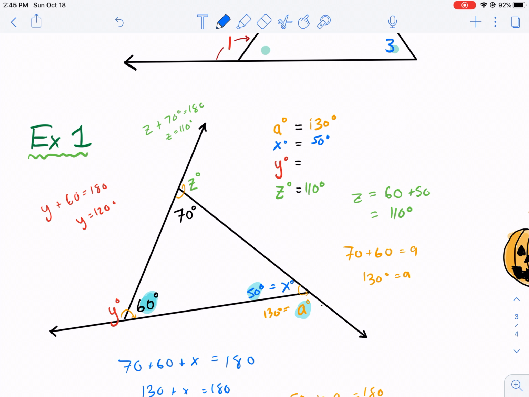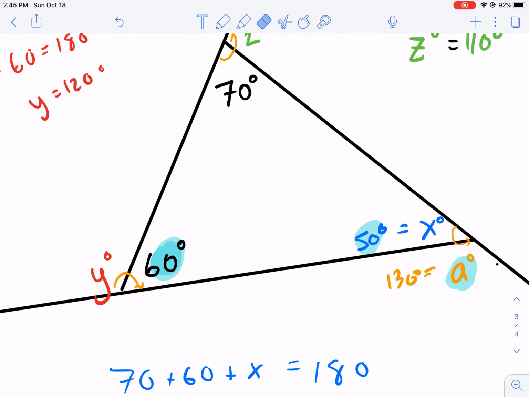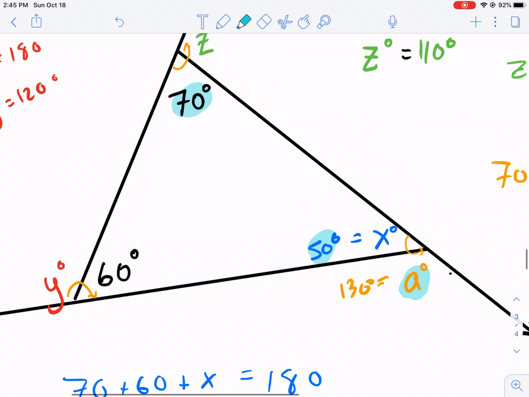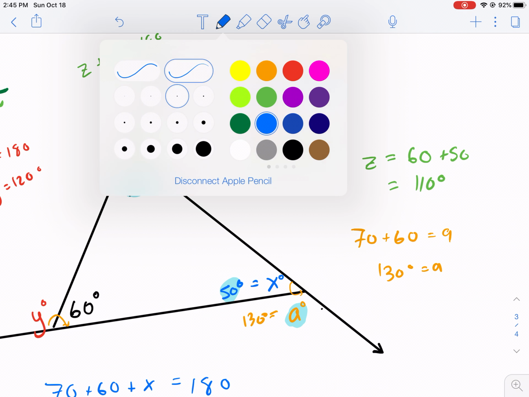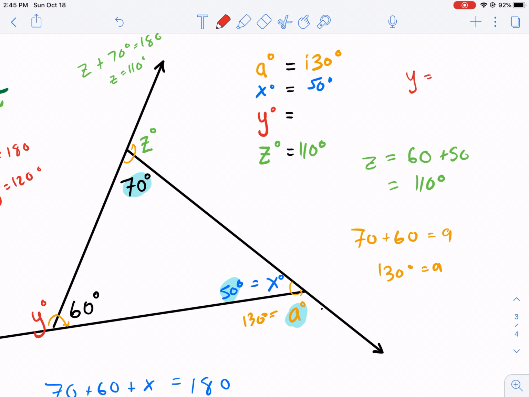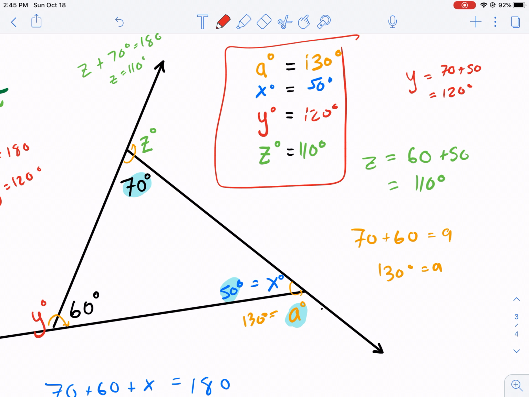Now, the last one we're going to do is y. Again, the exterior angle changes, so now our remote interior angles change. Now we have the remote interior angles of 50 and 70, so we add those two to find y. So y equals 70 plus 50, and we get 120. That's what we got the first time around. So you can see there are 2 different ways to do this problem.